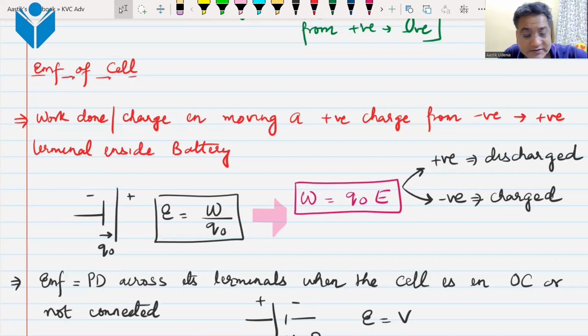Then we had seen what do you mean by EMF of the battery or a cell. EMF of a battery or a cell is the work done per unit charge in moving a positive charge from the negative terminal to the positive terminal. That work done is known as the EMF of the battery. You can also define EMF in this way. It is the potential difference across the battery terminals when the battery is in open circuit.